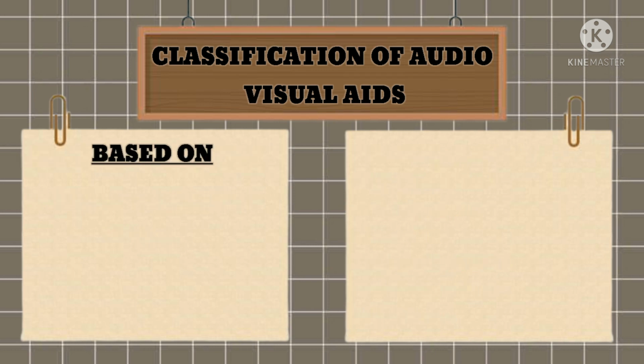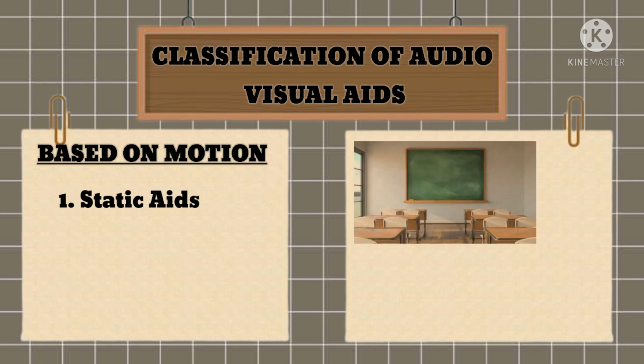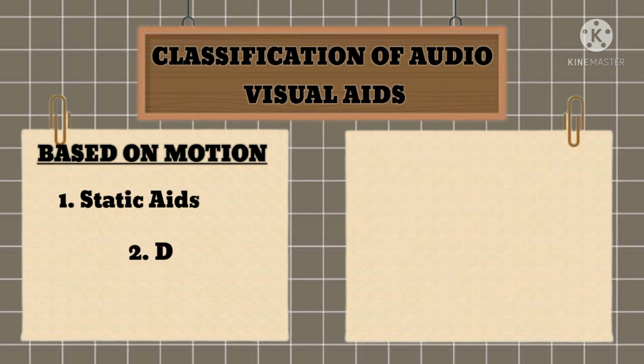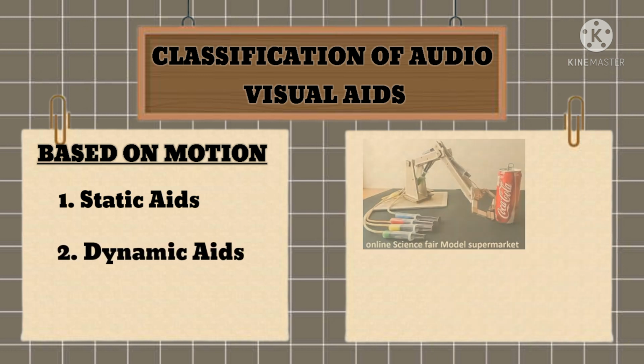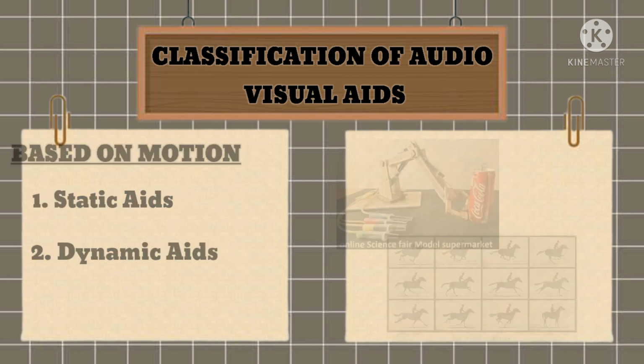Audio-visual aids can be classified also based on their motion. First is the static aids. These are those used in teaching classrooms which do not move. Examples: flashcards, charts, and chalk. Next is the dynamic aids. These are visuals that are capable of moving, like models, motion pictures, televisions, and computers.